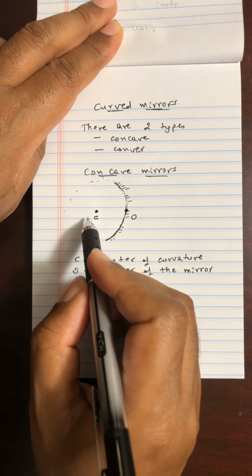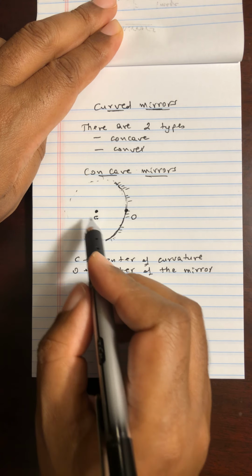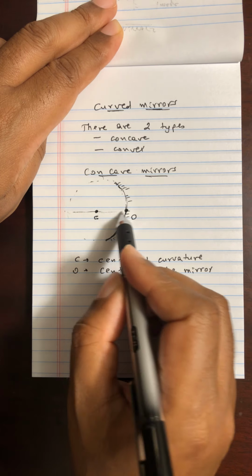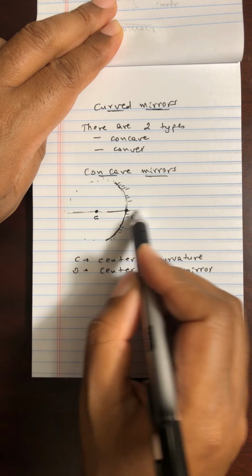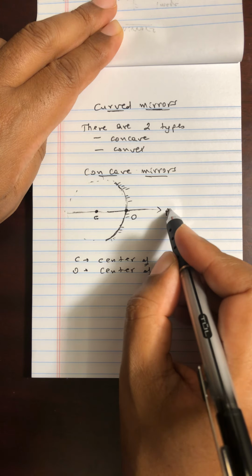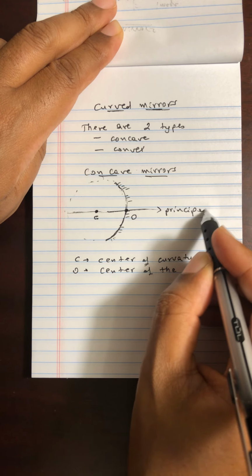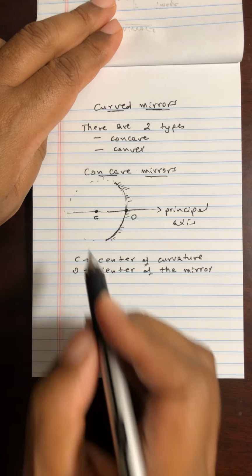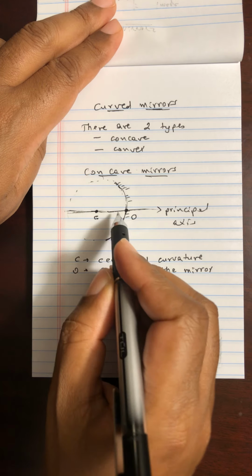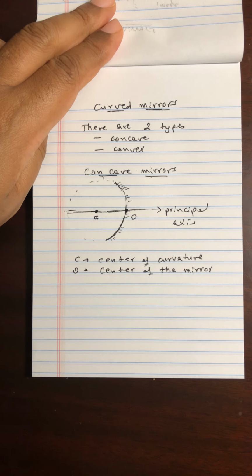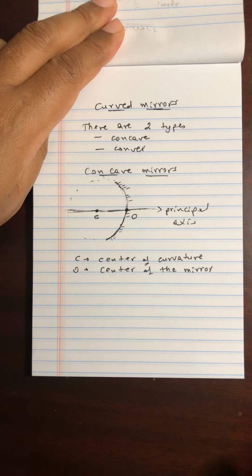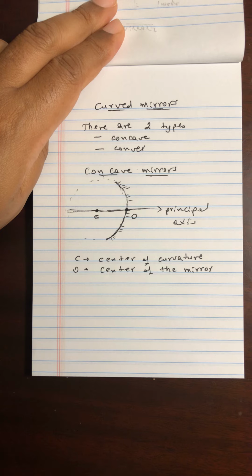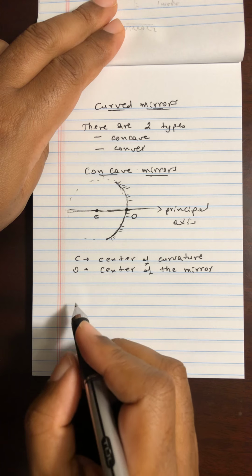The line through the center of curvature and the center of the mirror is called the principal axis. This line over here is called the principal axis. Now we're going to define an important point. It's called a focal point.